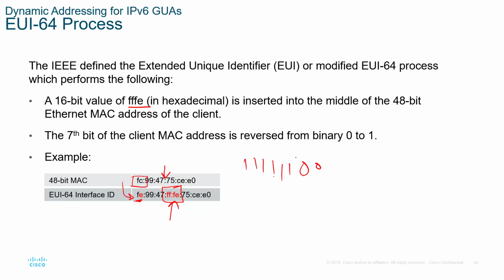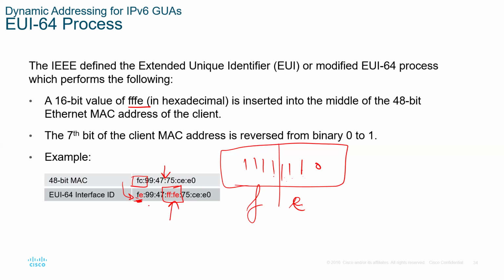Then from the first octet, the 7th bit is flipped. If we flip that bit, we get a 1 here. Then we convert this back to hexadecimal, which is FE, because this is 8 plus 4 plus 2, 14, which is E. And this is how a host can turn its MAC address into a 64-bit interface ID.